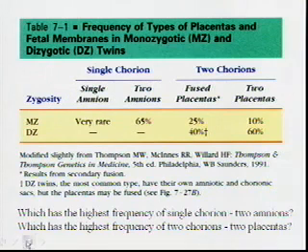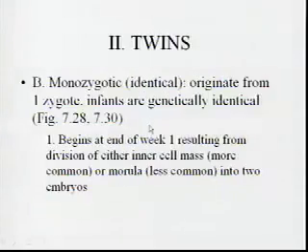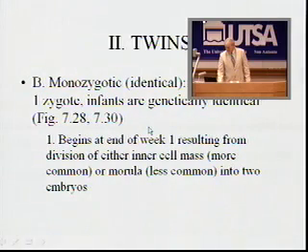So the second question at the lower portion of the slide, which has the highest frequency of two chorions, two placentas? So we see two chorions, two placentas. Obviously, it's the dizygotic twins. So a bit of an exercise in reading tables. Not the most challenging, I admit, but a bit of an exercise there.